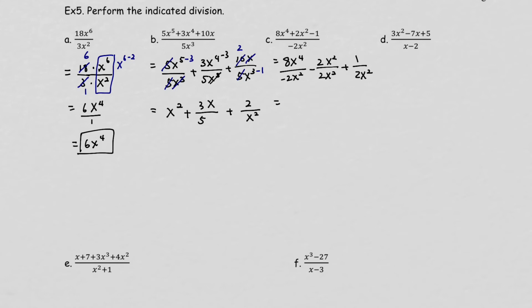So 2 goes into 8 and subtract 2, right? So you end up getting negative 4x squared. And then 2 and 2 cancel out, and x squared cancels out x squared. That will be just minus 1. And this one has nothing to cancel out, so it will be 1 over 2x squared.